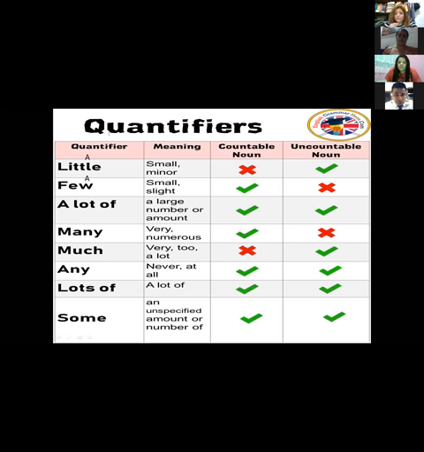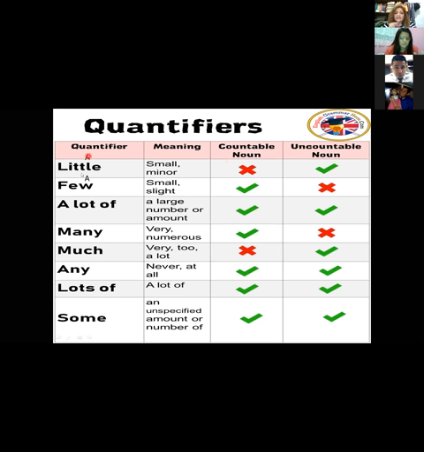Now, we're going to begin with this. Please pay attention to whether it is a countable or an uncountable noun. If you have questions, write them in your notebooks. I will be speaking, and when I open the microphones, you tell me. It is important to know that the quantifiers are divided to use with countable nouns, the nouns you can count, and uncountable nouns, the nouns you can't count, all right?